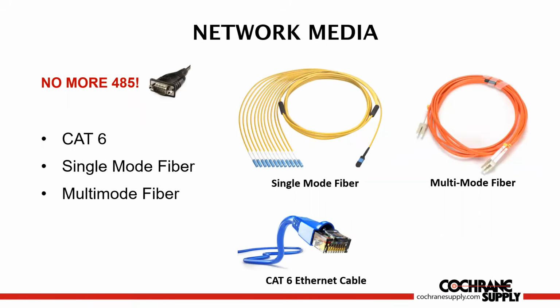So the network media, how do we connect these switches and develop our topology? Like I said, we're getting away from 485, which is BACnet MSTP, and going to BACnet IP, which requires Ethernet. So the network media that's used to connect the switches is typically Cat6, single mode fiber, and in some cases multi-mode fiber. We always recommend a solution that uses single mode fiber because single mode fiber actually bends a lot more and it passes more data.